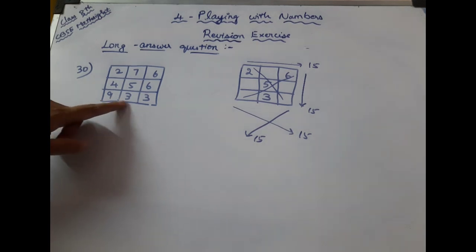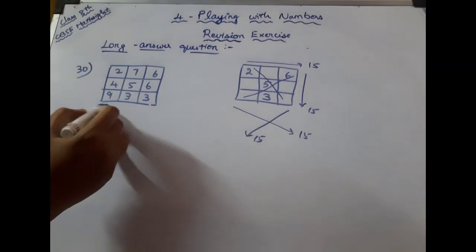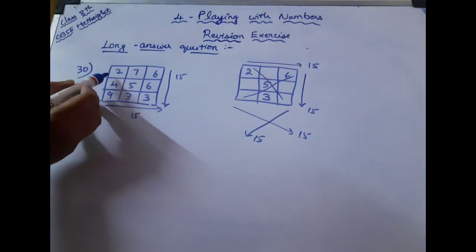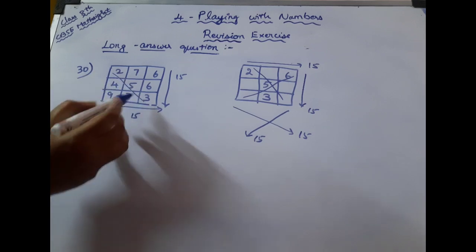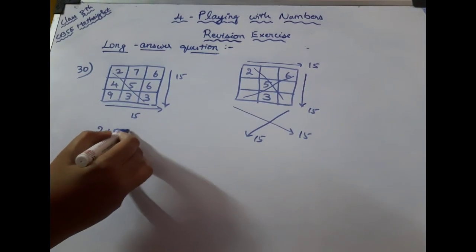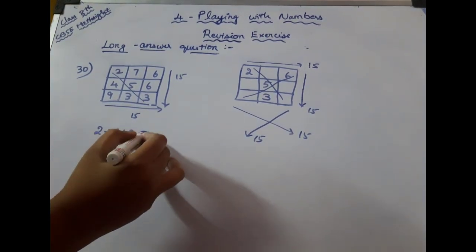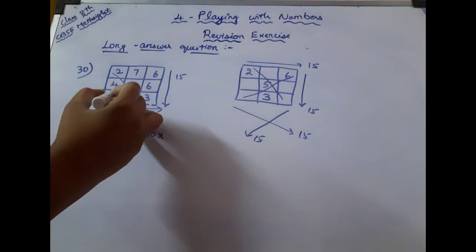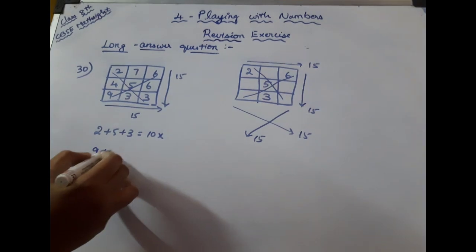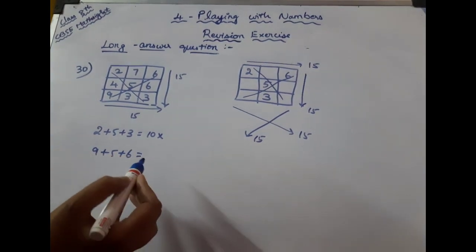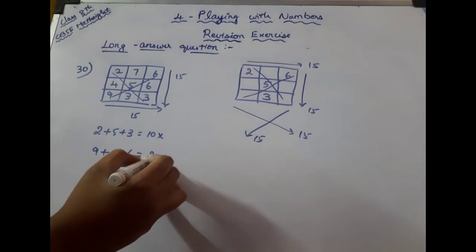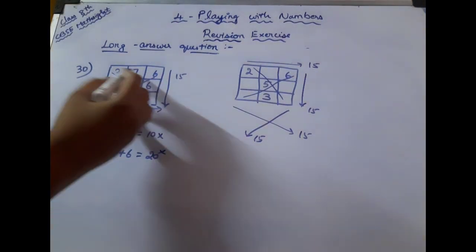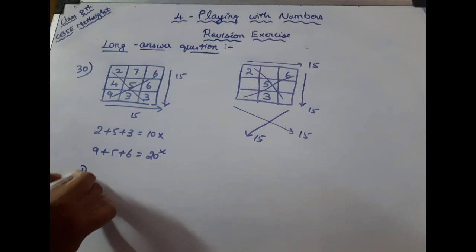So we can see Rohit had solved the magic grid where he had formed 15 by this way and 15 by this way. But when we check the diagonal value, 2 plus 5 plus 3 is equal to 10, which is not equal to 15. Same way when we check by this way, 9 plus 5 plus 6 is equal to 20, which is not equal to 15. So he has made a mistake that the diagonal is not equal to 15.